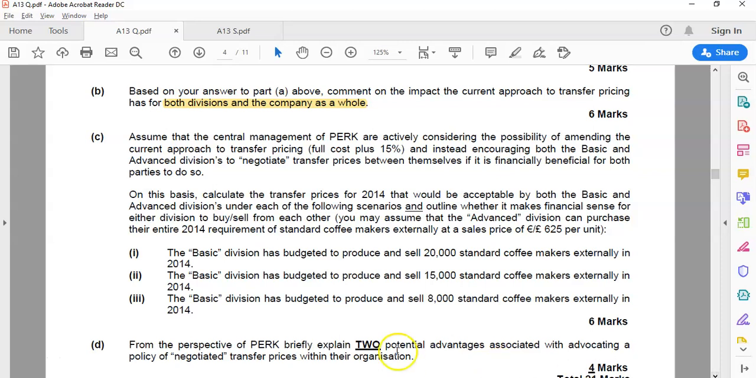And what you're asked to figure out is, calculate the transfer prices that would be acceptable to basic the seller and advanced the buyer under the following scenarios and see whether it makes financial sense for them to buy or sell from each other. So it doesn't make sense to negotiate. Is there a range of possible agreement? And you can assume advanced can purchase standard coffee makers externally at a price of 625.